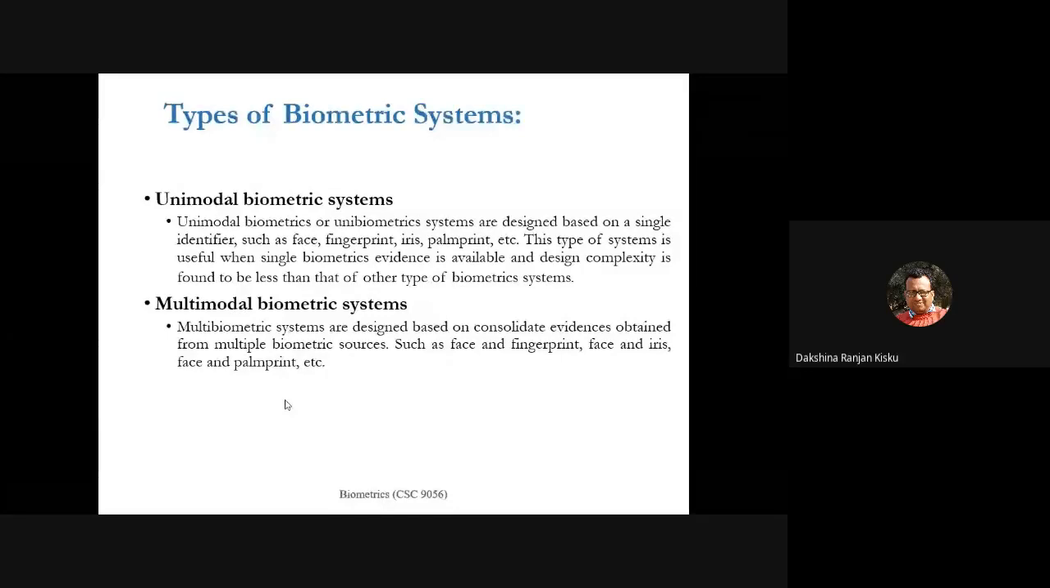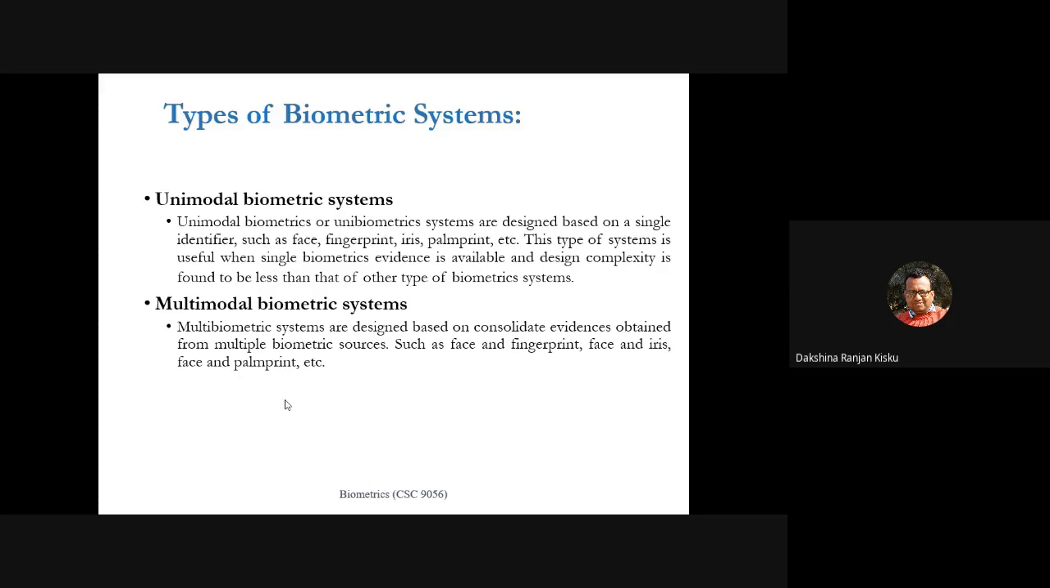In the last class, we talked about the biometric system and different components of a biometric system. Then we talked about different biometric functionalities, and we concluded our discussion by discussing performance metrics of biometric systems that are used for verification or identification.